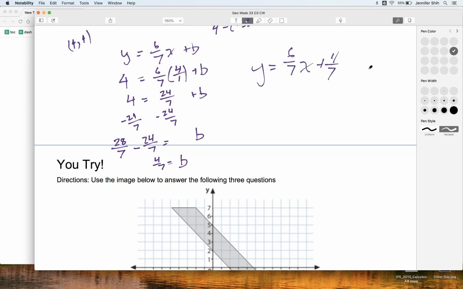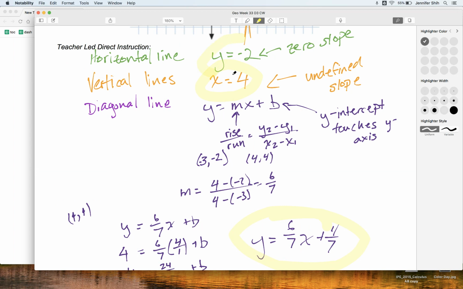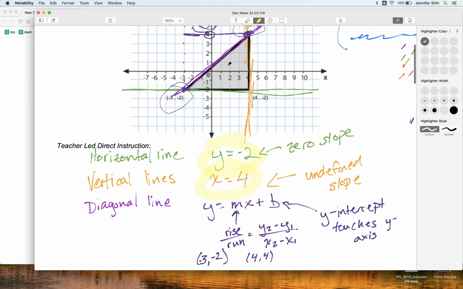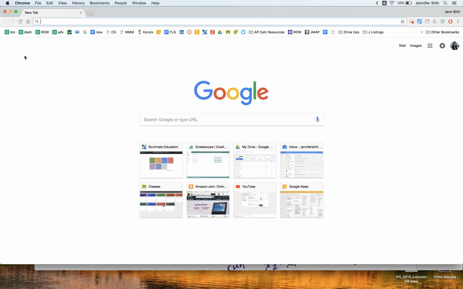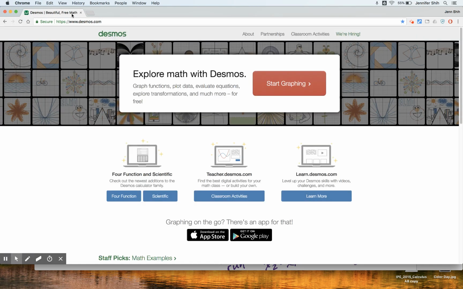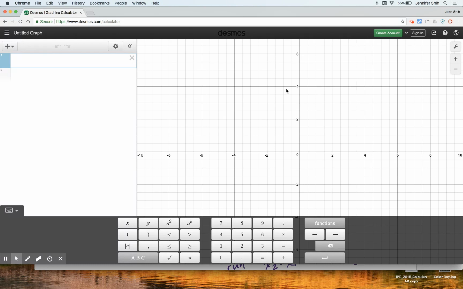Let's graph these beautiful equations, this one, and this one, and this one. Let's graph them on Desmos. And then I'll show you how to play around with the inequalities, which you can use for your project, so you can figure out which way the shading goes. So when you go on Desmos, you can just watch for now and then play on Desmos.